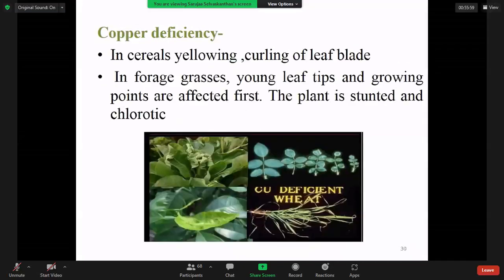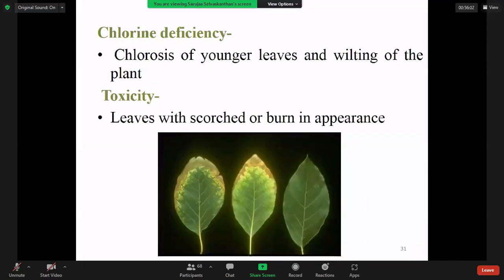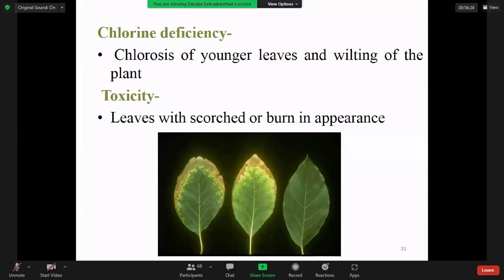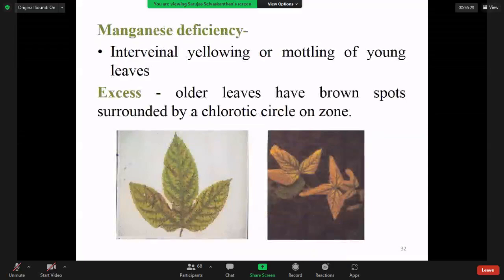This was also obtained from a research paper. Then chlorine deficiency: chlorosis of younger leaves and wilting of the plant. If it is toxicity, leaves have a burnt appearance. You can see these pictures, which are available in the department. Then magnesium deficiency. You have to remember the importance of chlorine, and the function of magnesium.